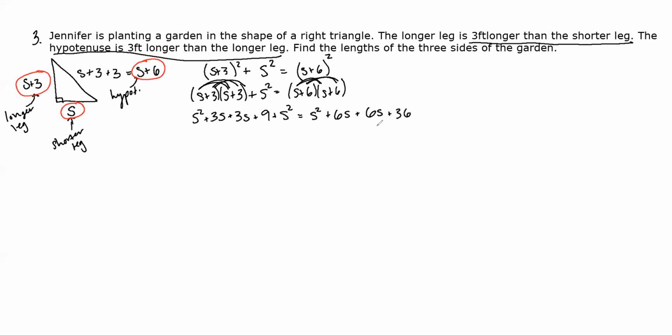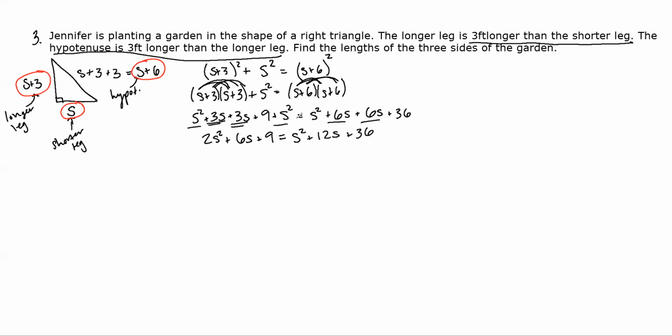Now, before I start moving things around, I'm going to go ahead and simplify. So on the left here, we have S squared plus S squared, which is 2S squared. 3S plus 3S is 6S. And then we have plus 9, equals, now on the right side, we just have 1S squared. 6S plus 6S is 12S, plus 36.